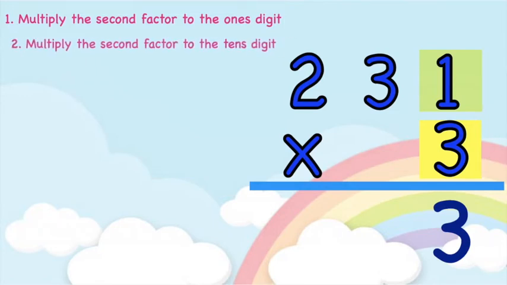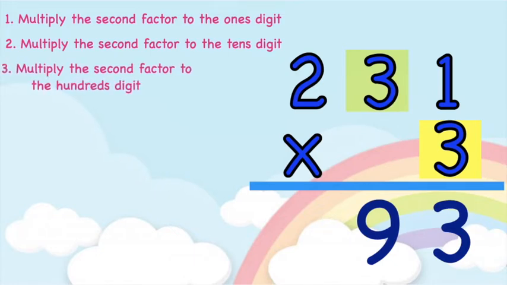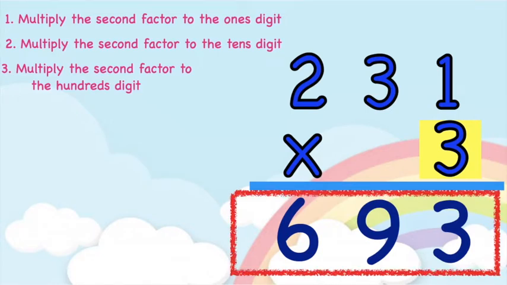Next, let's multiply the second factor to the tens digit, which is digit 3. 3 times 3, 3, 6, 9. So we have 9 here. And then, let's multiply the second factor to the hundreds digit, which is digit 2. 3 times 2, 3, 6. So we have 6 here. So the product of 231 and 3 is 693.